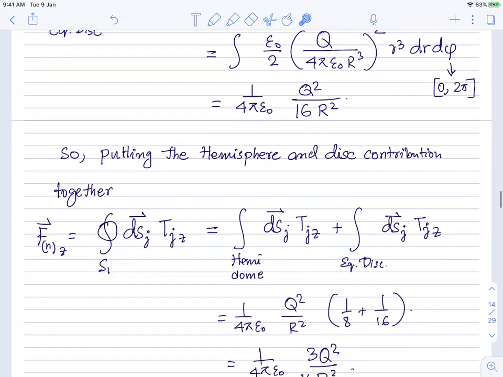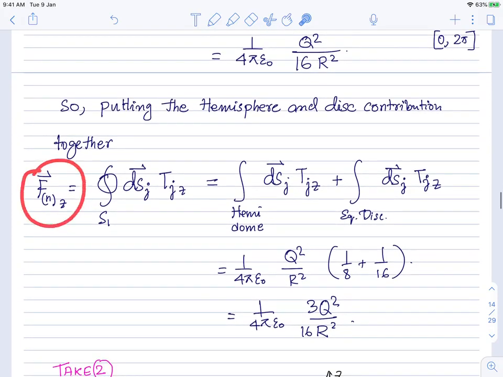So putting everything together, we see that the force on the northern hemisphere, this is Fn, and the Z component of that is the only non-zero component. You can check if you have enough patience. You can check the other components. They will come out to be 0 because the symmetry of the problem demands that. Directly you can check it in this way.